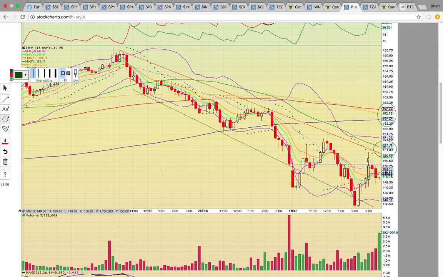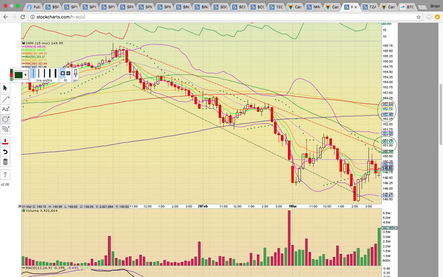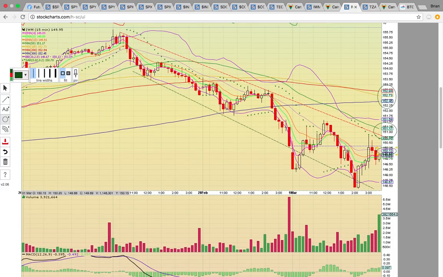What could happen is a short cover rally. That's what we're keeping an eye out for. Okay, above 150 would be a signal that it's heating up. That's the middle Bollinger Band right now. The bottom of the channel right now is down here around 148.